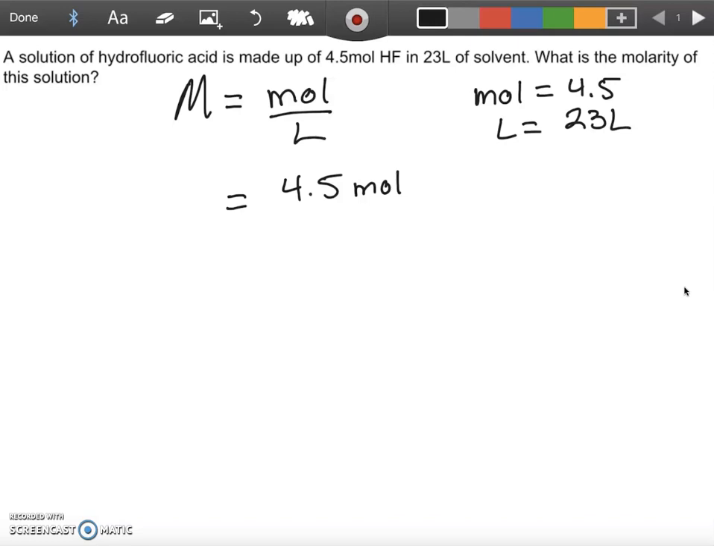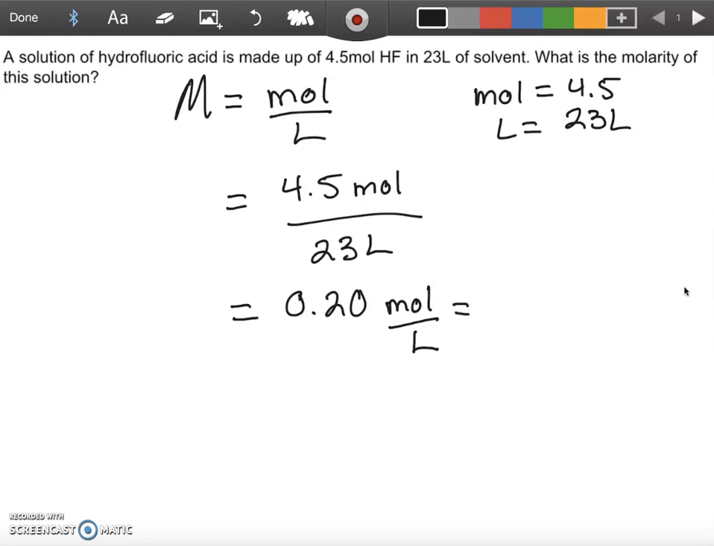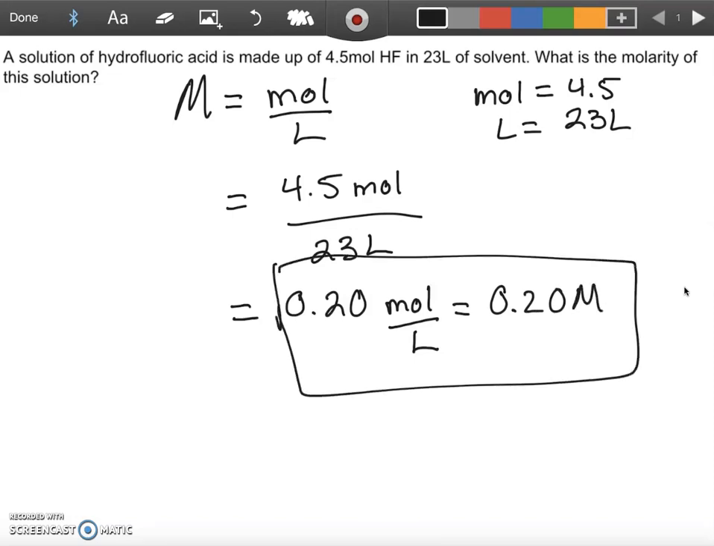So we can plug that into the formula. We have 4.5 moles over 23 liters. And now this is just a basic division problem, ladies and gents. 4.5 divided by 23 is going to come out to two significant figures with 0.20 moles per liter. That's one way you can write this, or you can collapse the moles per liter down into the big M. Either one of these is correct, because mole over liter is the same thing as the big M, mathematically.